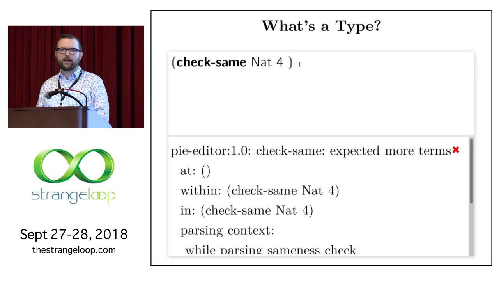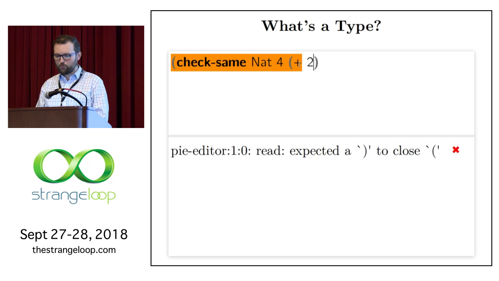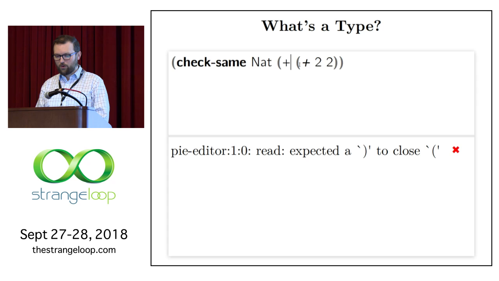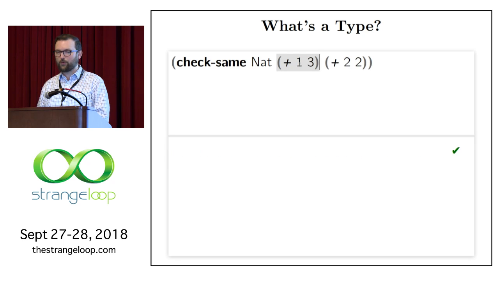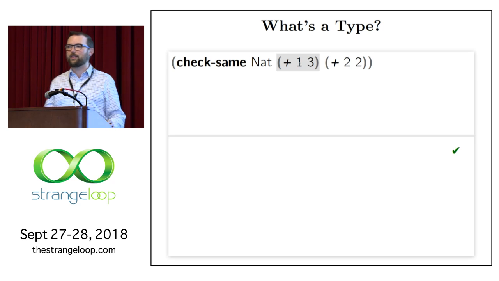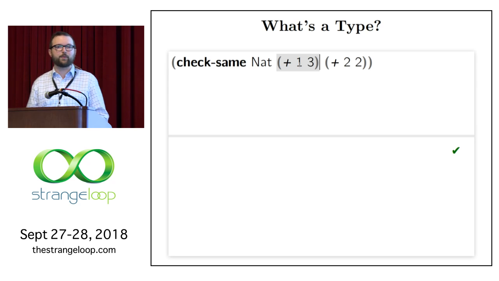But sameness is not entirely trivial. For instance, I can also say, check whether 2 plus 2 and 4 are the same nat, and I can check whether 1 plus 3 and 4 are the same nat. And indeed they are. This means that sameness respects computation. That's sort of one of the key insights that Per Martin-Löf had, was giving us a framework in which we could make a language that automatically respects computation.